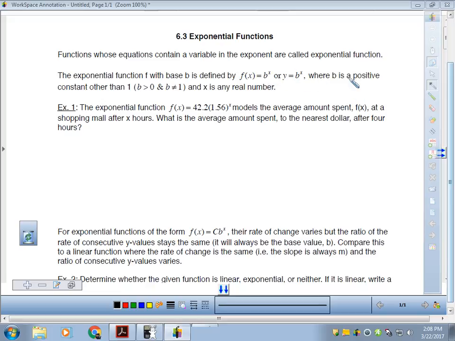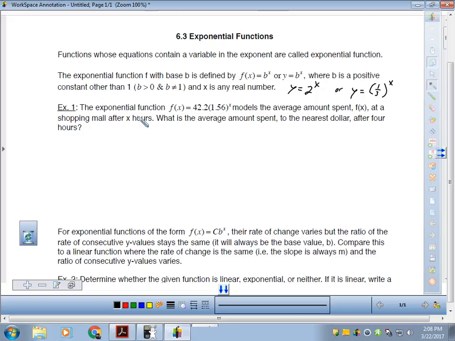In fact, there's a stipulation here. b has to be a positive number, greater than 0, but it can't be 1. So it could be y equals 2 raised to the x, or something like y equals 1/3 raised to the x. Any kind of number that's positive and not 1 works. Okay? So let's look at a problem that deals with an exponential function.